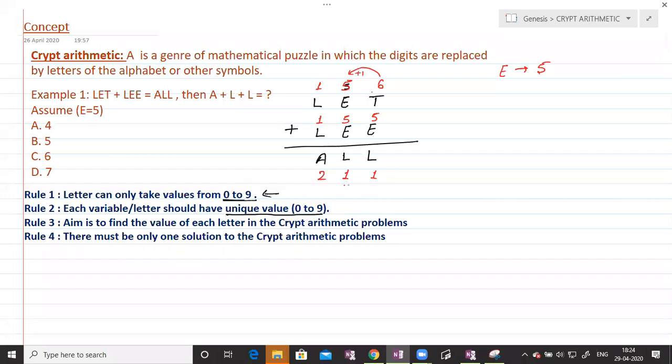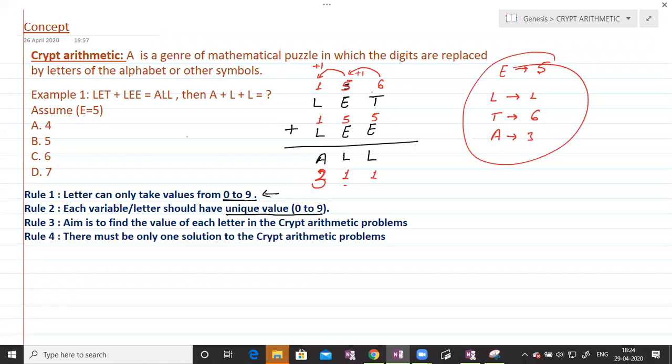Right? Now, what happens here? 5 plus 5, 10, 11. Carry 1 again here also for this one. Carry 1. So 1 plus 1, 2 plus 1, 3. A should be 3. And remember, I have not repeated any digit anywhere. It means I have given L 1, E 5, T has been assigned 6, right? And A assigned 3. There's no repetition at all. So the same digit can be assigned to the same letter, no problem. The same digit should not be assigned to a different letter, right? This is a very, very important point.